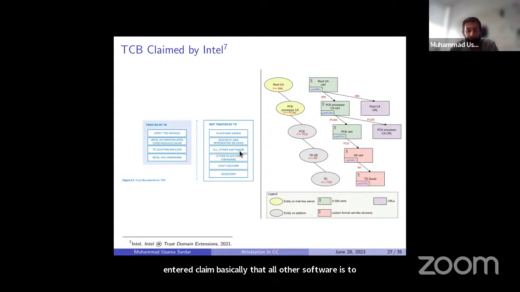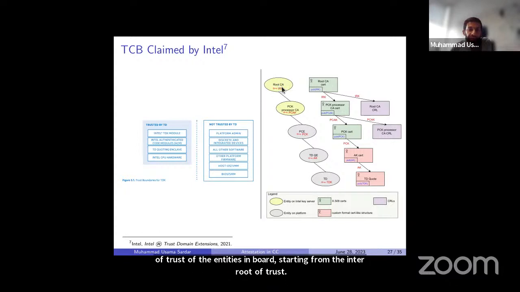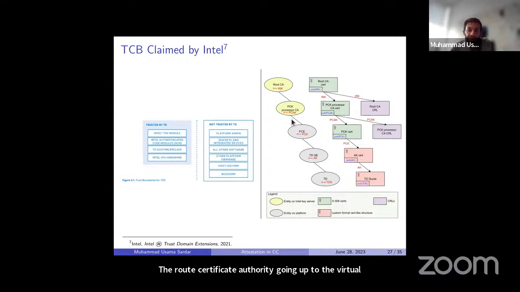The important point here is that Intel claimed basically that all other software is to be considered untrusted by the trust domain. And what we did is we did all the analysis of the specification and the code, and we found out that this is actually the chain of trust of the entities involved, starting from Intel's root of trust, the root certificate authority, going up to the virtual machine, which is this trust domain. And the red keys actually show the private parts of the keys corresponding to these entities.